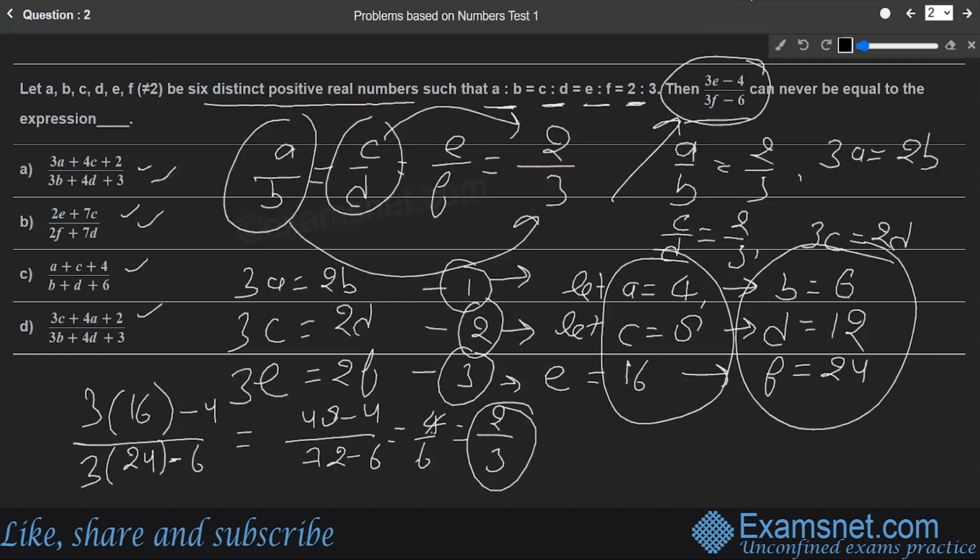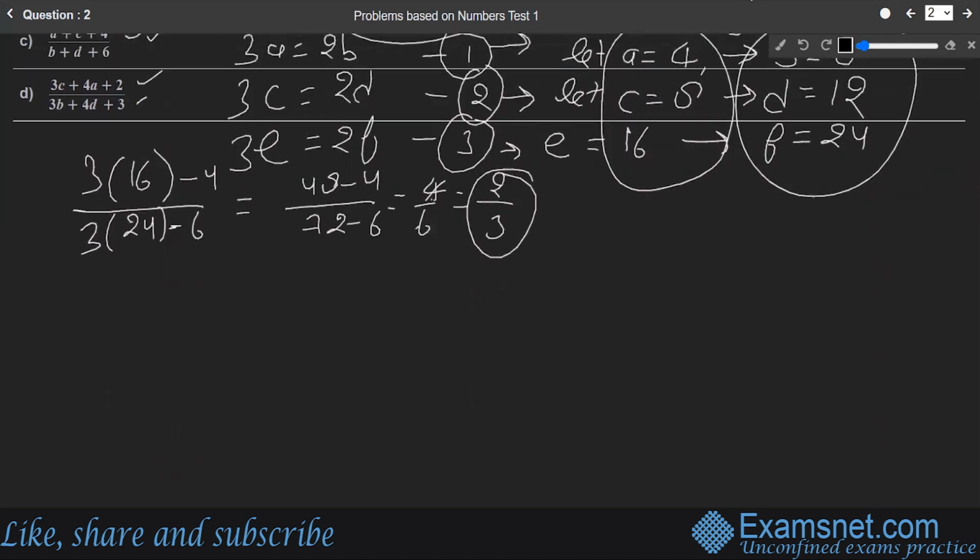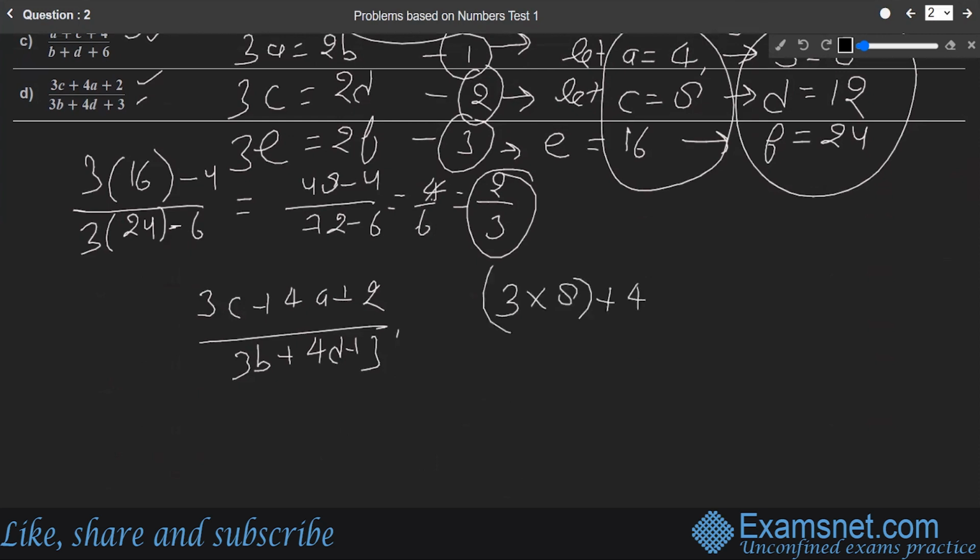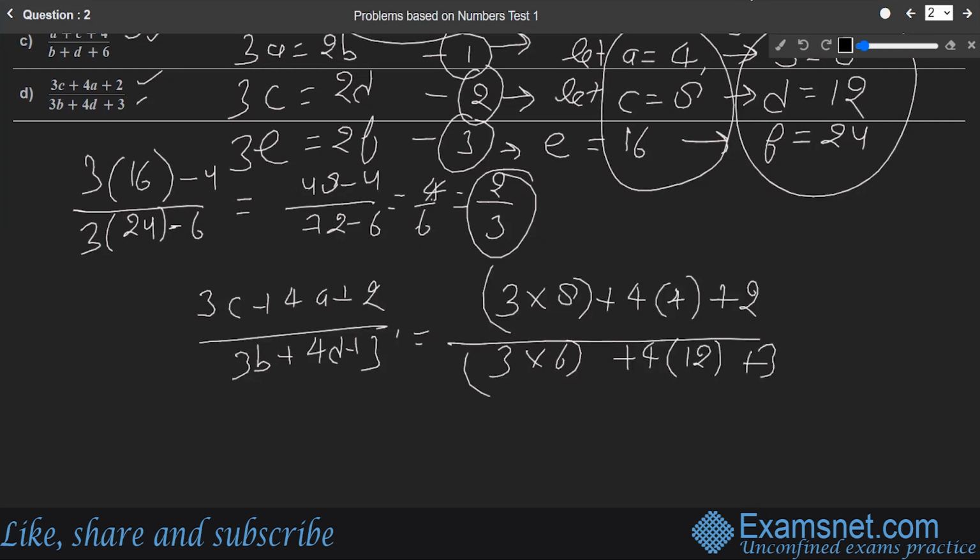We can try for A, we can try for B, we can try for C, we can try for D. Okay, let us try for D. The option D has got 3c plus 4a plus 2 divided by 3b plus 4d plus 3. Let us put our values that are there. That is equal to 3 into 8 plus 4 into 4 plus 2 divided by 3b. The b value comes out to be 6, so 3 into 6 plus 4 into d. The d value is 12, 4 into 12 plus 3. That is the ultimate expression of the option number 4.